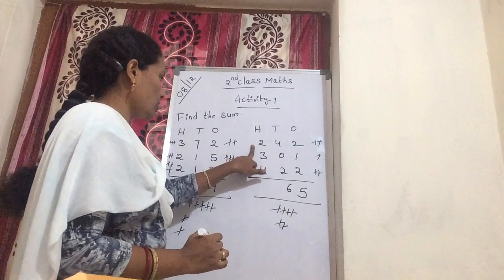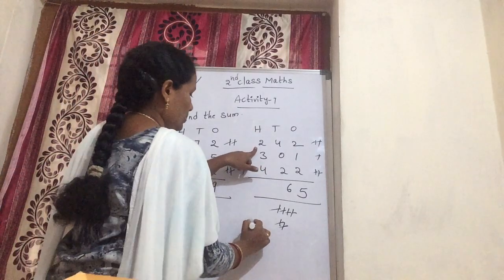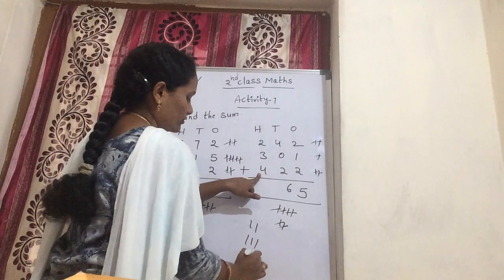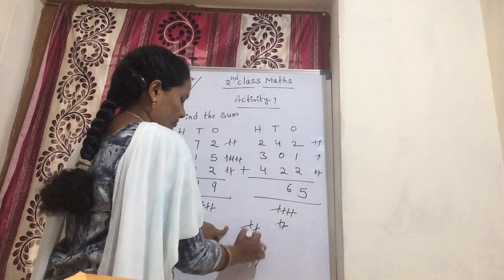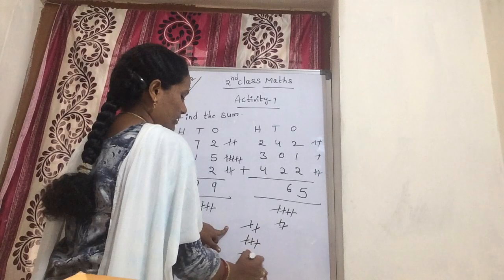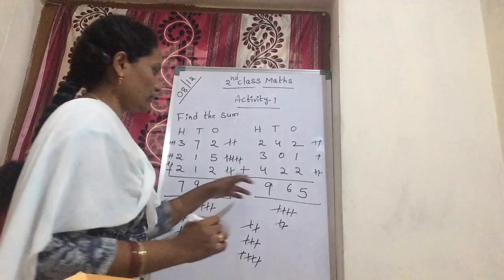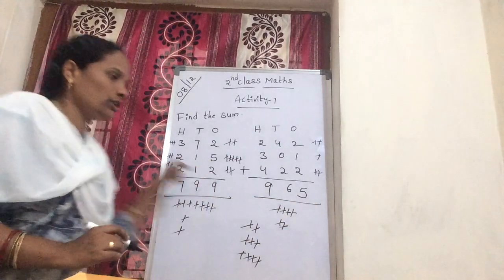Now next, coming to hundreds, Amma. First you take 2. Next 1, 2, 3. Next 4. 2, 3, 4. Total count it: 1, 2, 3, 4, 5, 6, 7, 8, 9. You get 9. Put in hundreds. What's our number? 965. Do it, children.